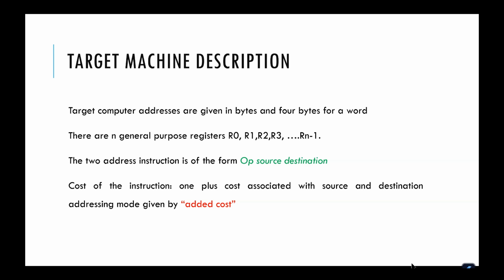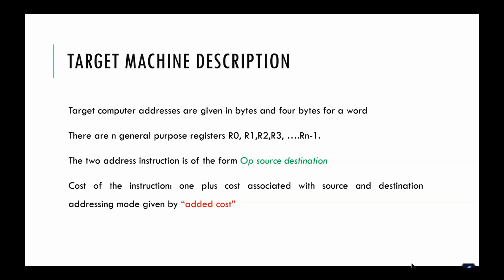And the instruction cost can be computed as 1 plus the cost associated with the source and destination addressing modes, given by the added cost. In this we have the instruction, the cost and the interpretation. We are going to be maintaining this in a table. This is about the target machine description.